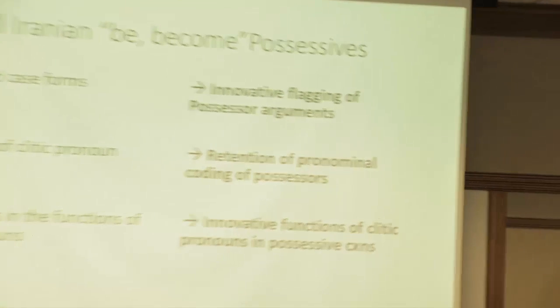But then we all know Iranian started to lose case. There's basically a disintegration of the system, and this causes the genitive-dative case to disappear. So there needs to be some sort of innovative mechanism to code possessors if you're going to keep this construction, because you no longer have a dative case or a genitive case to use there. At the same time, the cognates of those clitic pronouns are not only preserved, but mostly preserved in their roles as marking benefactives and recipients and external possessors as well.